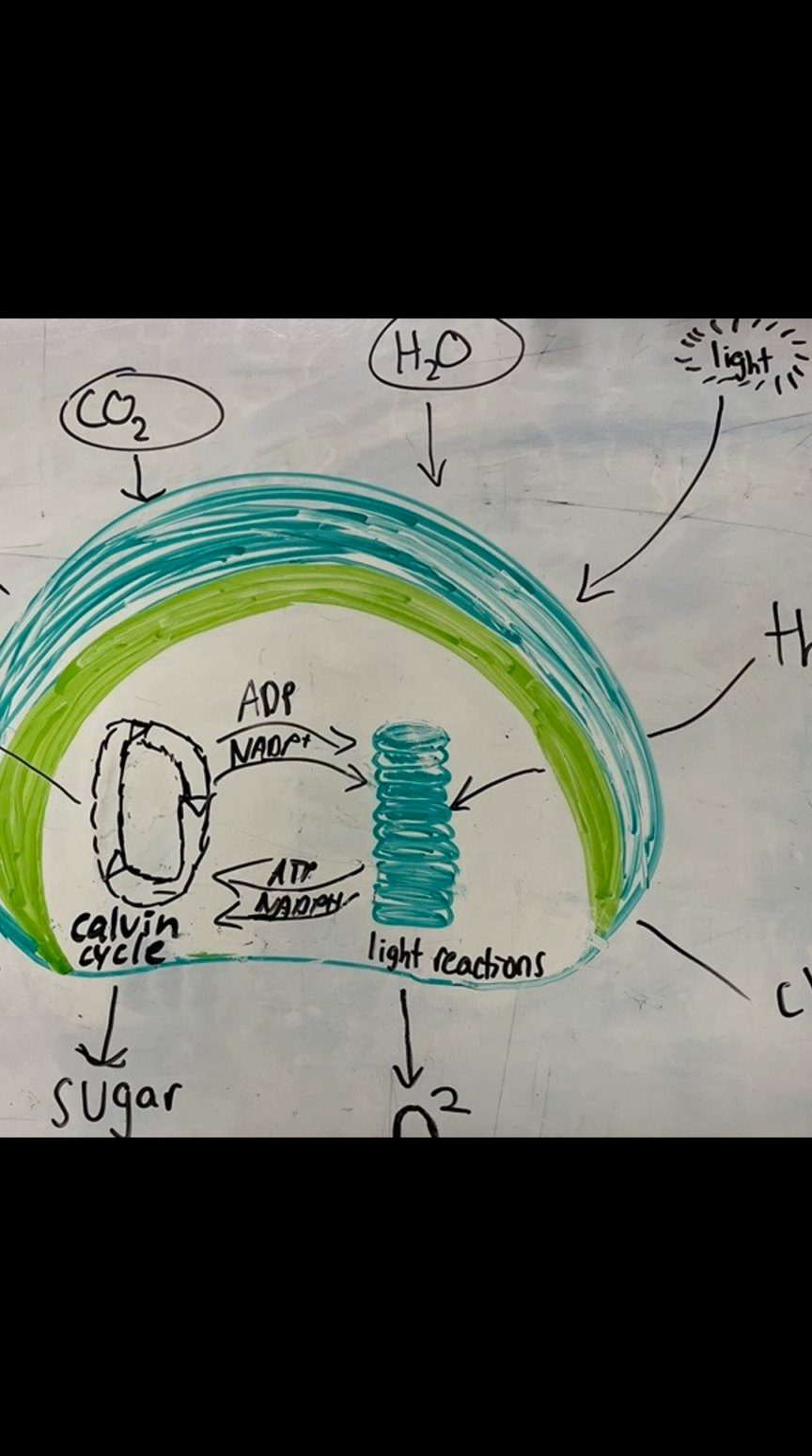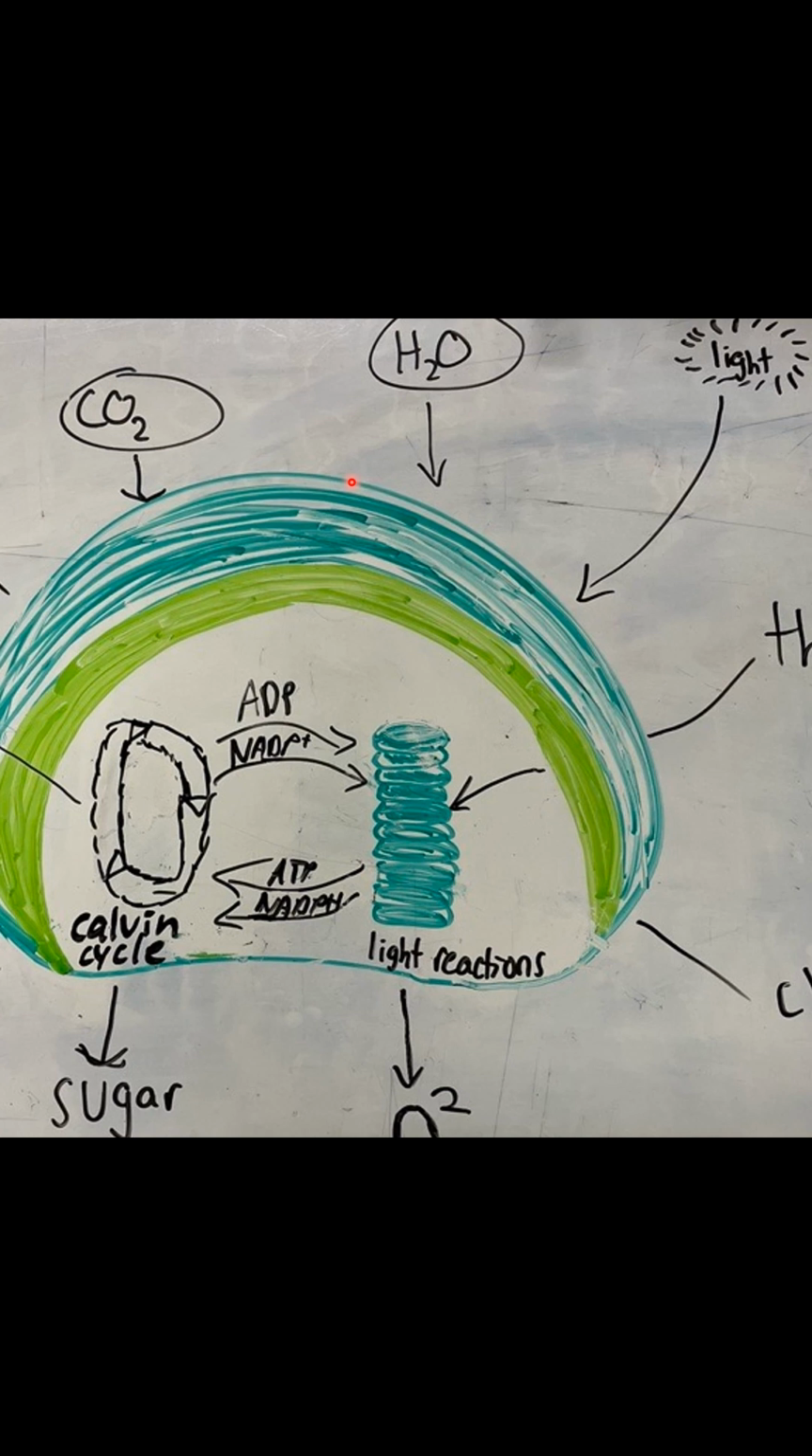Overview of the process of photosynthesis. The organelle where photosynthesis takes place is the chloroplast. Photosynthesis consists of two different chemical reactions, the Calvin cycle and the light reactions. These processes occur in different regions of the chloroplast.